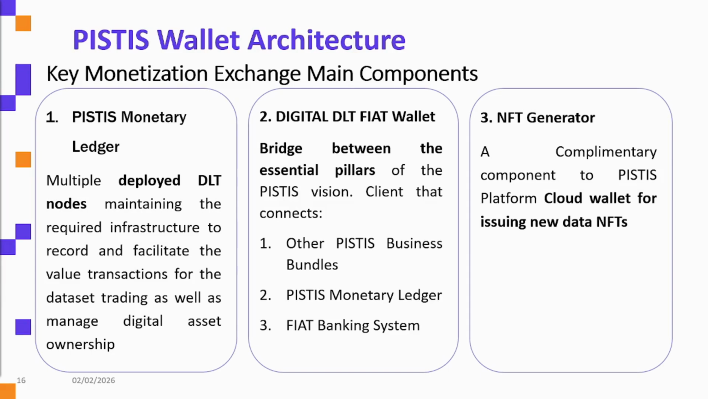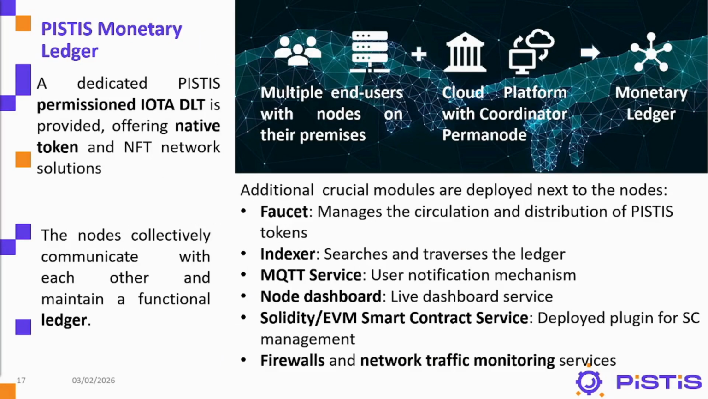the asset tokenization engine. The PISTIS monetary ledger is essentially a collection of deployed IOTA nodes, collectively maintaining a ledger that supports value transactions. It is currently a permissioned private network not publicly accessible. Each participating organization deploys one node on their premises, maintaining local copies of relevant value ledger data. A special node, called the permanode, is deployed in the PISTIS cloud and stores the complete transaction history since the ledger's genesis block. User nodes only need to store recent activity, saving storage space and computational resources.